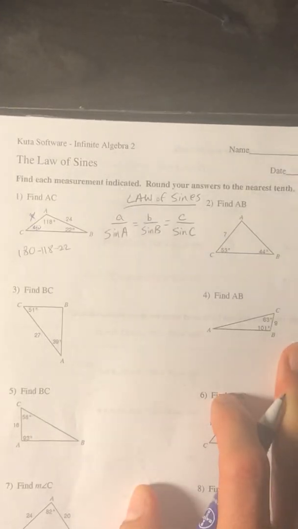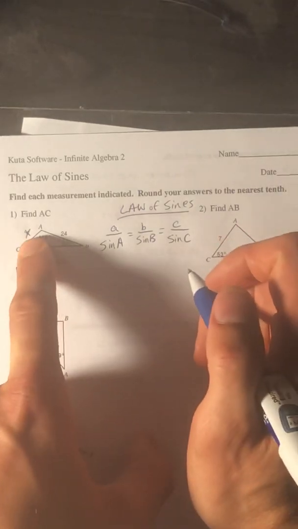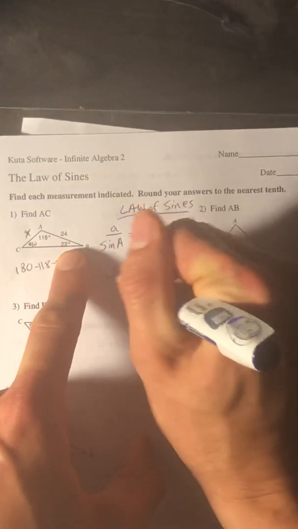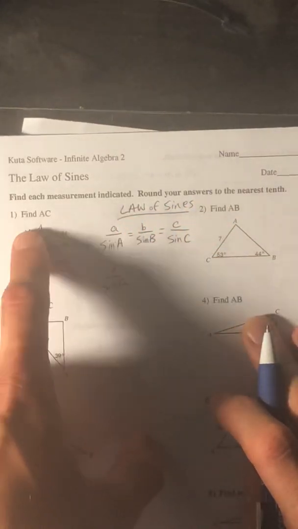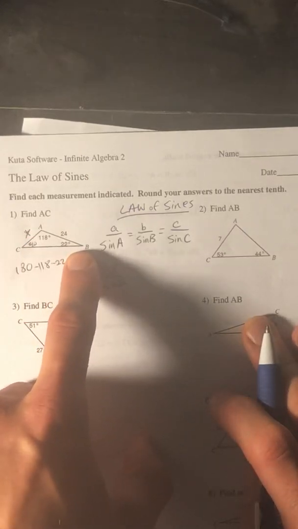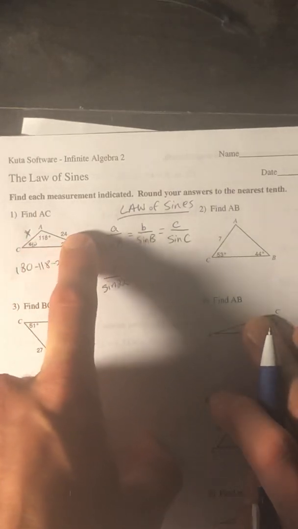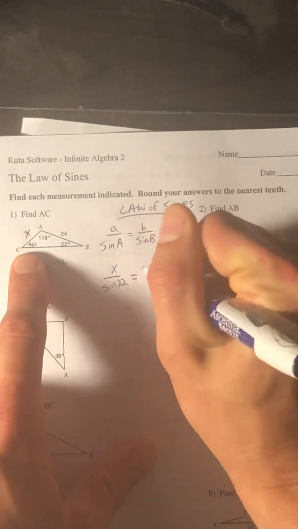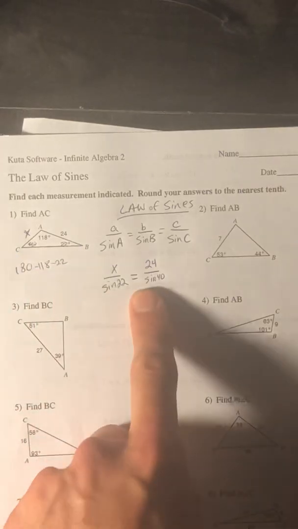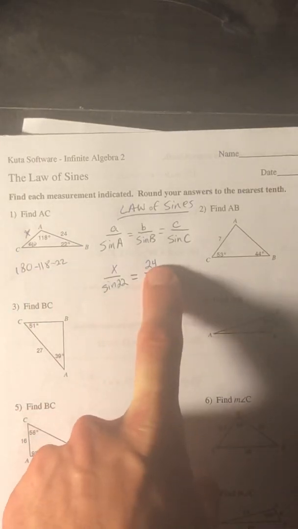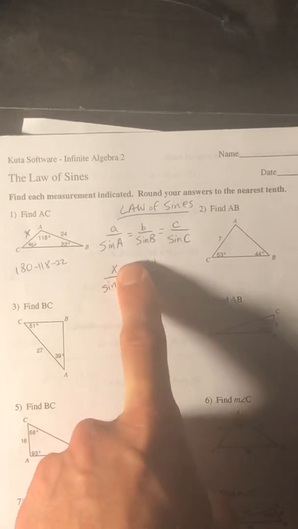So what I'm going to do to set it up is I'm going to say that X is over sine of 22. These two go together. They're opposites of each other. And then I'm going to set it up as equal to 24 over sine of 40. So I've got my angles on the bottom. I've got my sides on the top. I only need two of the three. And I need X somewhere in here, obviously.